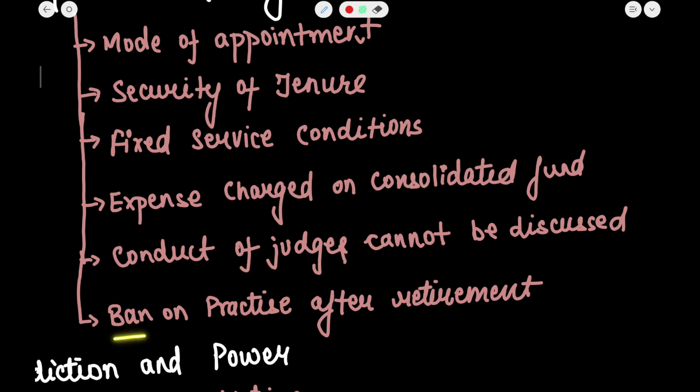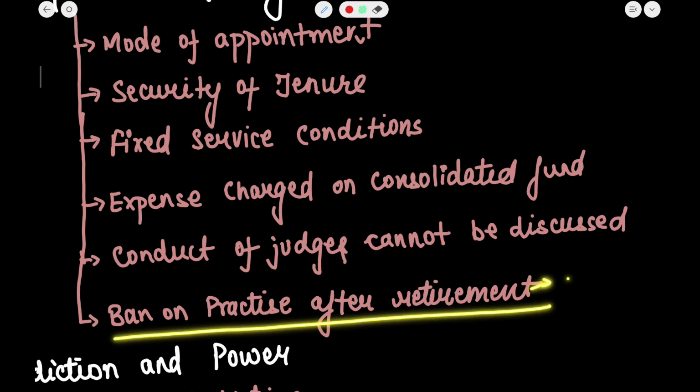Now, ban on practice after retirement. The retired permanent judges of the High Court are prohibited from pleading or acting in any other court, except the Supreme Court of India.